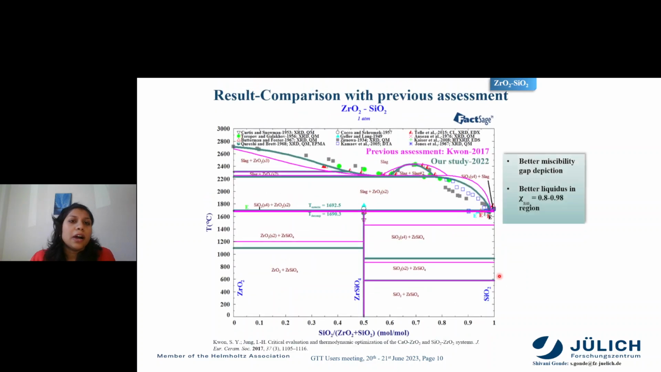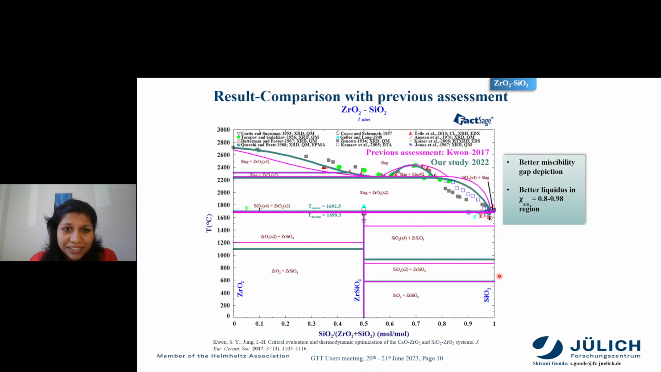When we compared our results to that of the previously assessed dataset for this system, we can see that we have been able to describe the miscibility gap with sharp endpoints and also based on the experimental data. Moreover, we have improved the liquidus in the 0 to 0.4 mole fraction of silica region, and it agrees very well with that of Zirnova's and Telle's experimental points. Furthermore, we have a good representation of the liquidus from 0.8 to 1 mole fraction of silica region, and they are very close to that of the experimental points.